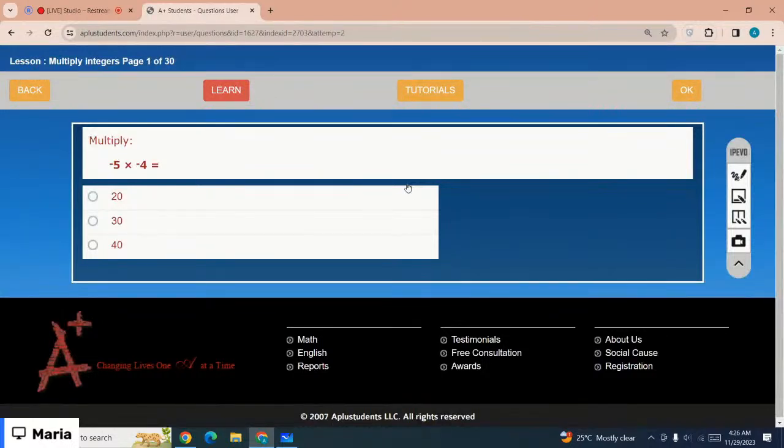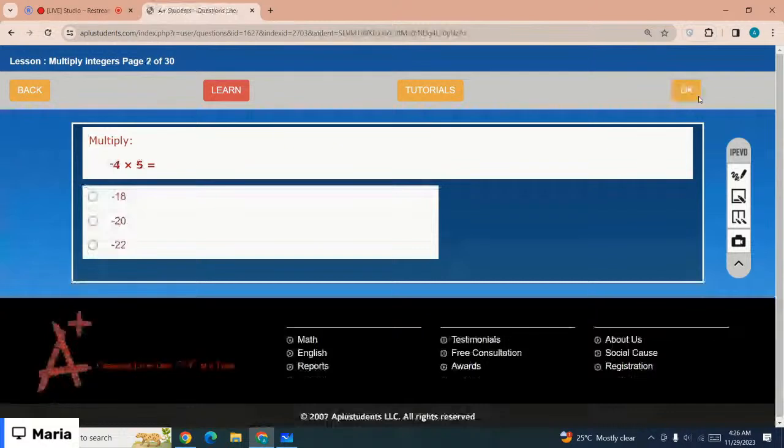Multiply negative 5 times negative 4, which is the correct option? Both the numbers have a negative sign, so which is the correct option? Yes, both the numbers are negative. The answer must be positive. That is 20. Negative 5 times negative 4 is 20.